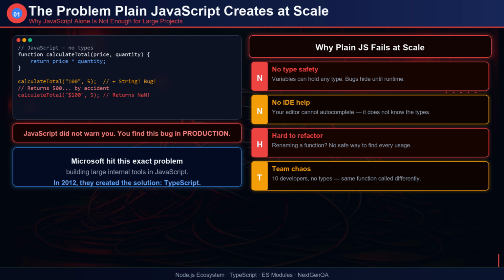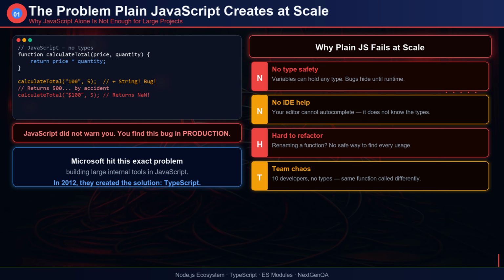The problem with plain JavaScript. To understand TypeScript, you first need to understand the problem it solves. JavaScript is a dynamically typed language. That means you never declare what type a variable is. A variable can hold a number. Then the same variable can hold a string. Then an object. JavaScript does not care. In a small project, this is fine. In a team working on a large code base, this becomes a serious problem.